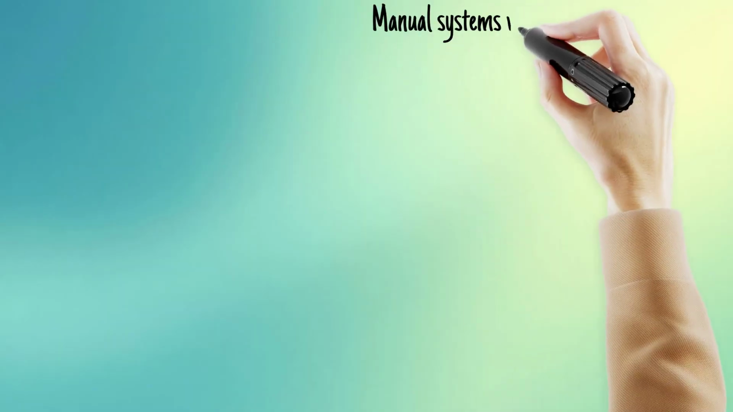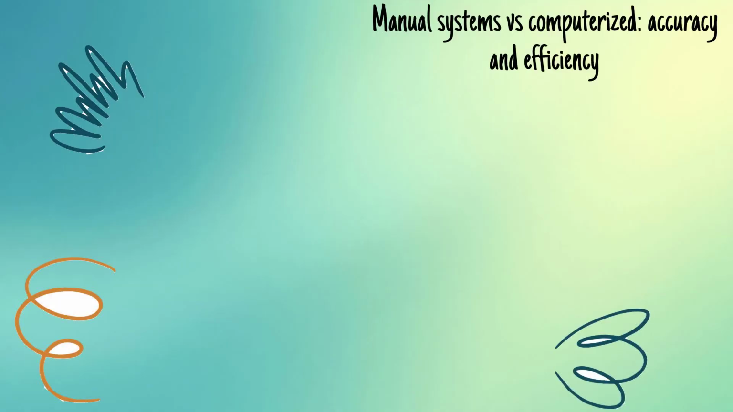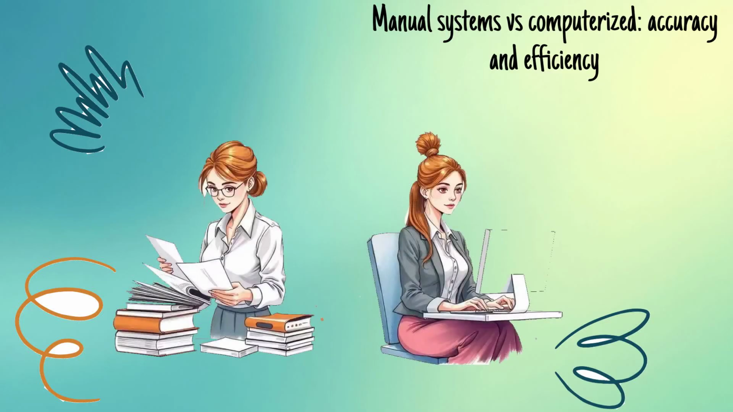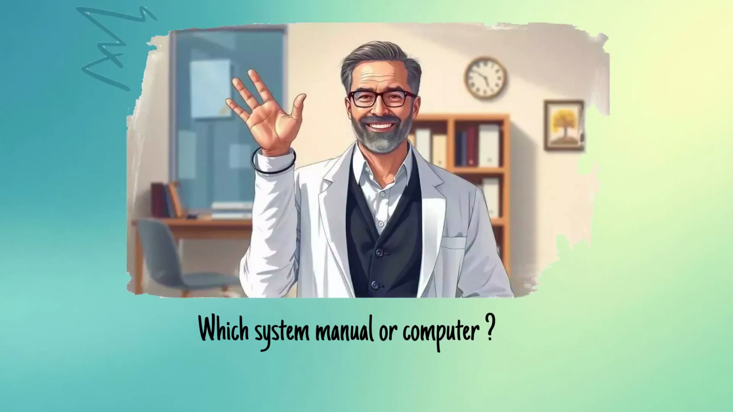In summary, while manual systems are hands-on and require careful attention at every phase, computerized systems streamline the process, enhancing accuracy and efficiency. You be the judge. Which system is best?